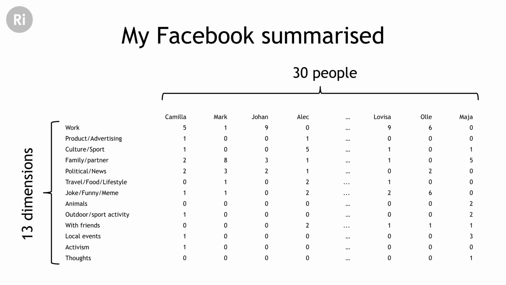And what's shown here is different categories which they post about. So what I did is I took all of the posts that they made and I categorized them to see what they were about. So here we have Camilla. She posted 5 times about work. She posted 1 thing about a product of advertising, 1 time about culture and sport. And for every person, I noted the number of times they posted about different things.